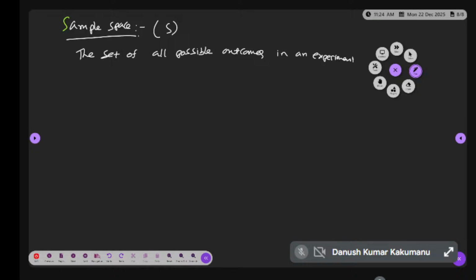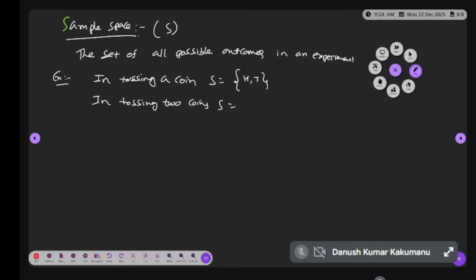So all of you have studied this definition also, sample space. If you take an example, in tossing a single coin, what is S? The set of head, comma, tail. In tossing two coins, what is the sample space? The set of head-head, head-tail, tail-head, tail-tail. Okay, maybe some of you are getting a doubt.